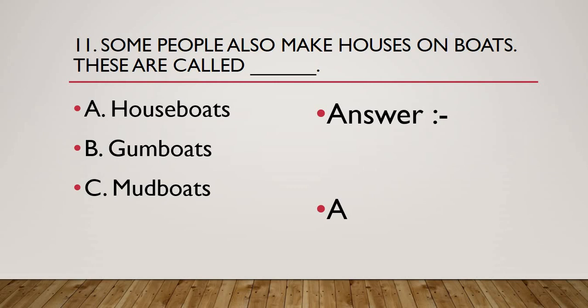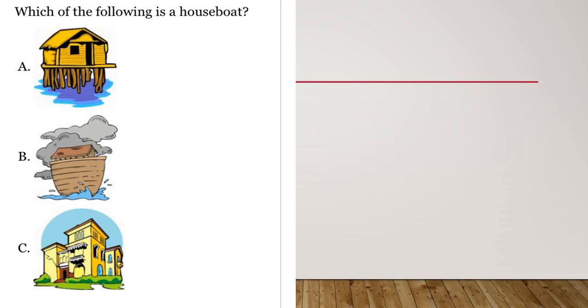And it is very simple to think about it. Houses on the boats means boat house or houseboats, either of the two, and here the option given is houseboats. As simple as that. So nothing more to discuss. Moving on to the 12th question. Which of the following is a houseboat? Now we discussed the houseboat, and which of these is the houseboat?